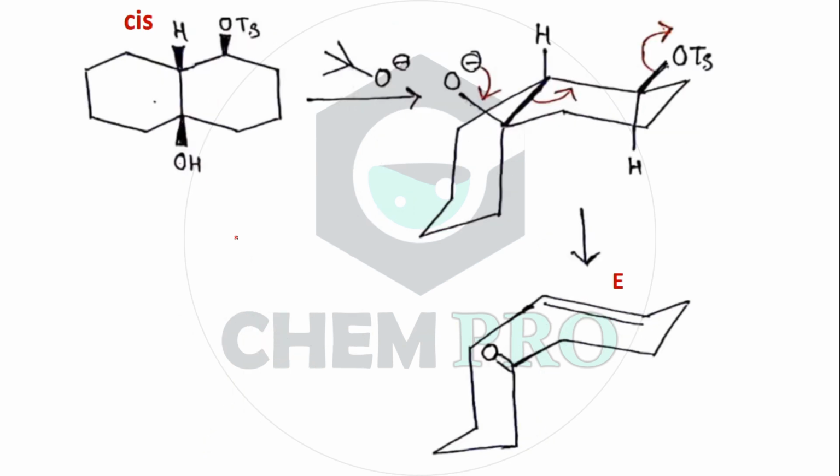The next example is also a cis-decalin, but the hydrogen and OTs have a cis configuration to each other. After converting this planar structure into the chair conformation, we find that the C-C bond and the C-X bond are anti-periplanar to each other, and after the simultaneous process we get this E-alkene.